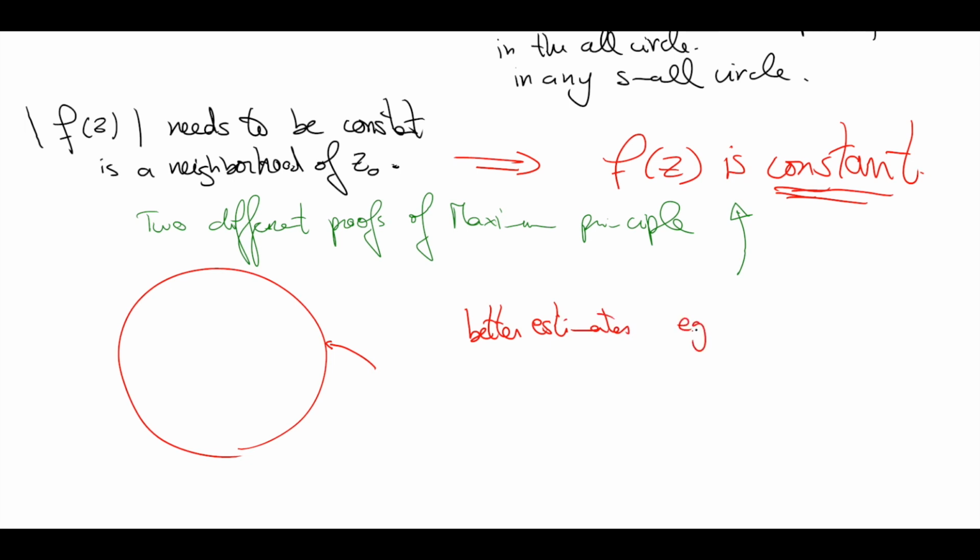One example is known as the lemma of Schwarz, a Schwarz lemma. This is a very good example of how you can get a better estimate. And so this is actually in the homework. The idea is to use the maximum principle to get a better estimate of this.